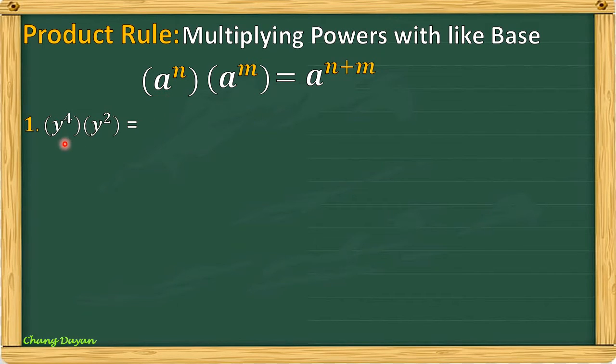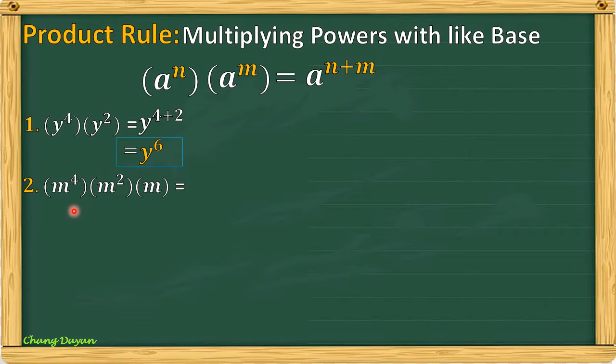Example, number 1. Kung mapapansin nyo, parehong y ang kanyang base. So, we have here y to the 4th multiplied by y squared. Ang exponent ng y to the 4th ay 4. Samantala, ang ikalawa ay 2. Add lang natin. So, we'll get y raised to 4 plus 2. We'll have y raised to 6. Therefore, y to the 4th multiplied by y squared is equal to y to the 6th power.